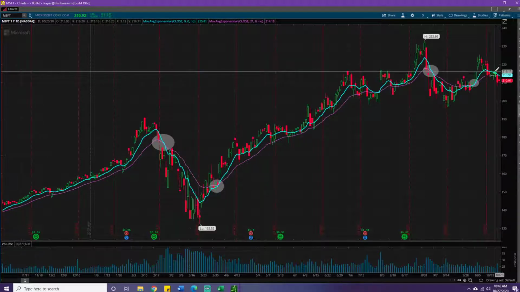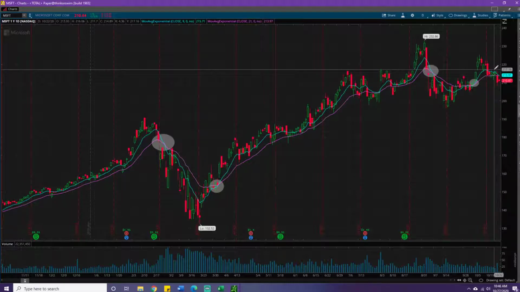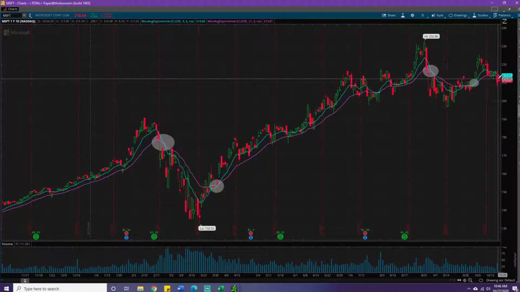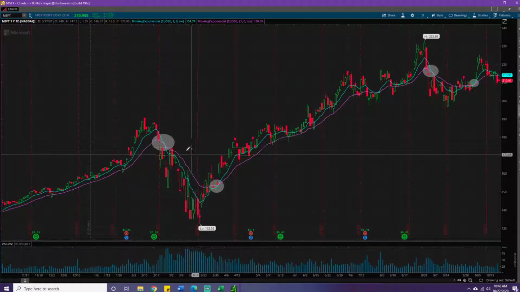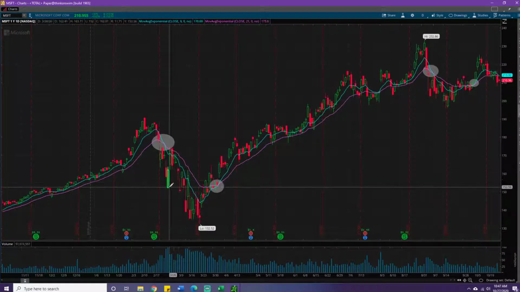And then as we fast forward to now, it looks like we're about to get another cross, the 9 EMA going under the 21, which would then give the signal of, hey, there's going to be more selling pressure coming in and the stock price may drop down.